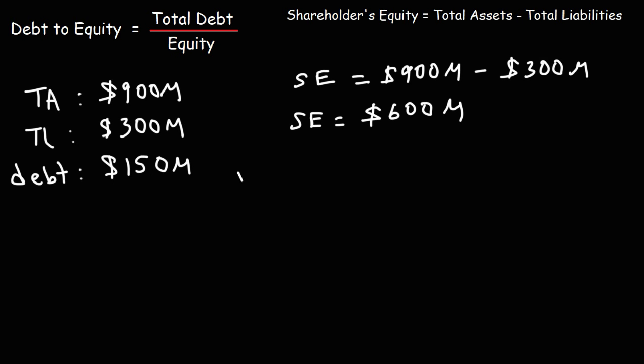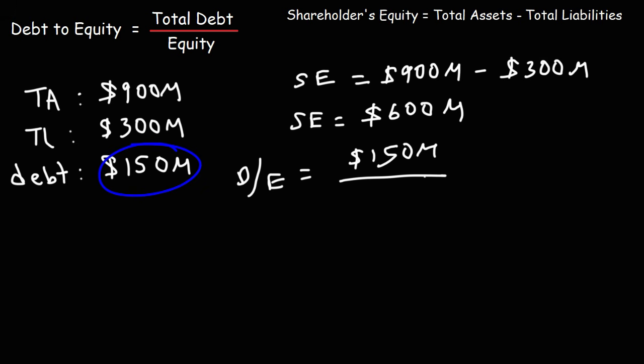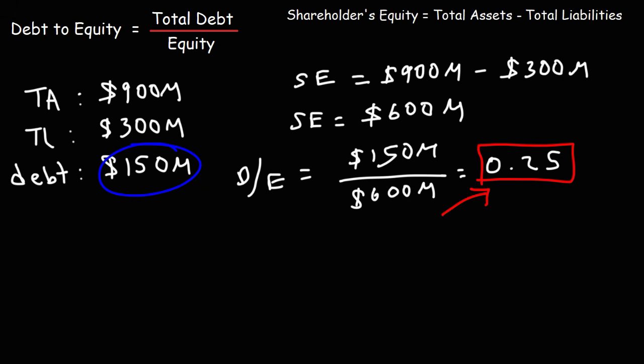Next, to calculate the debt to equity ratio, or we'll say the DE ratio, it's going to be the total debt, which is 150 million, and we're going to divide that by the shareholder's equity, which is 600 million. 150 divided by 600 is 0.25. So this is pretty good. The debt to equity ratio is relatively small. So that's a decent company. So that's how you can calculate the debt to equity ratio.